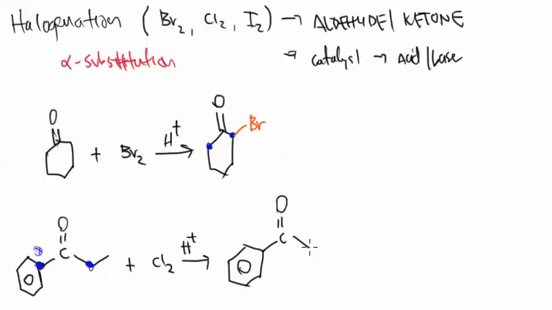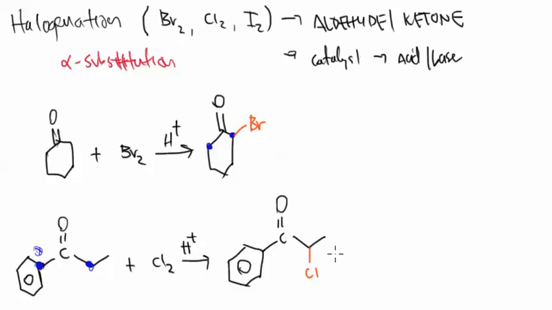And the ethyl group on this side does have an alpha hydrogen. So that alpha hydrogen is going to be kicked off and replaced with an incoming halogen. And our chlorine goes there in the alpha carbon spot. So that's the acid-catalyzed halogenation of an aldehyde or a ketone. We did ketone examples here, but aldehydes are very similar.